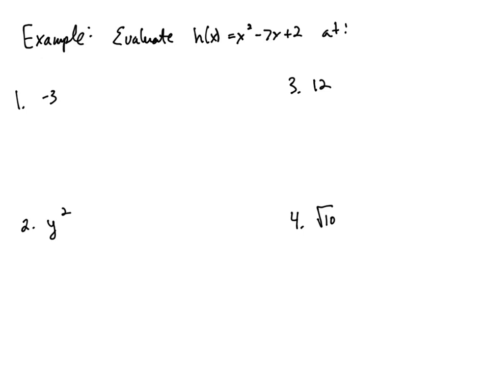All right, this example is one that's similar to what we saw previously. We have a function h of x that's equal to x squared minus 7x plus 2, and we want to evaluate that at 4 different places: at -3, y squared, 12, and square root of 10. Why don't you pause the video and see if you can evaluate each of these. When you're ready, hit play and see how you did.